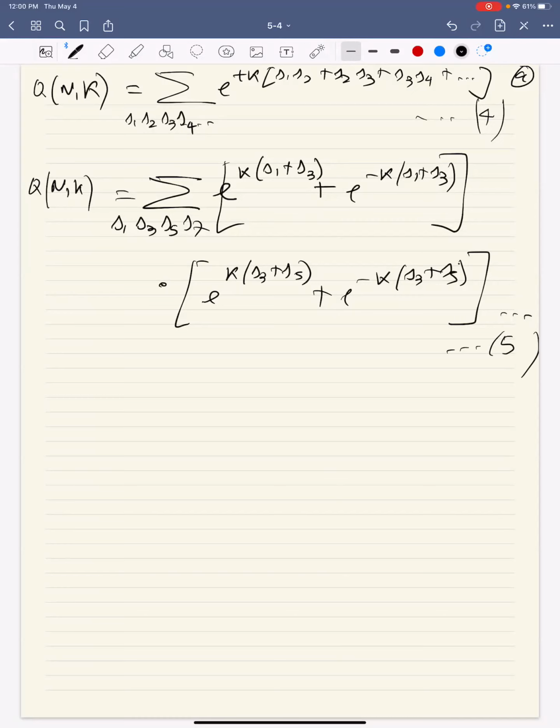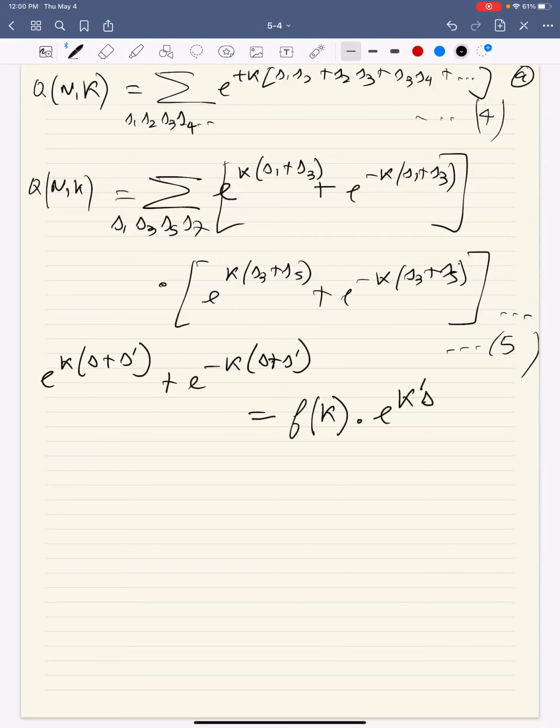But what Kadanoff and others realized is maybe there is hope. Maybe there is a possibility that equation 4 and equation 5, for a certain type of physics, are very similar. What do I mean by that? What I mean is that e to the power k(s plus s prime), by s plus s prime I mean it could be S1, S3, or S3, S5, whatever you want, plus e to the power minus k(s plus s prime), is equal to some function of k multiplied by e to the power k prime s s prime.